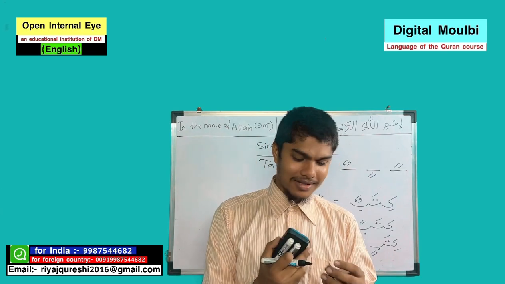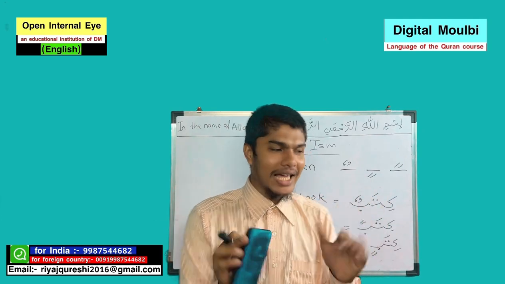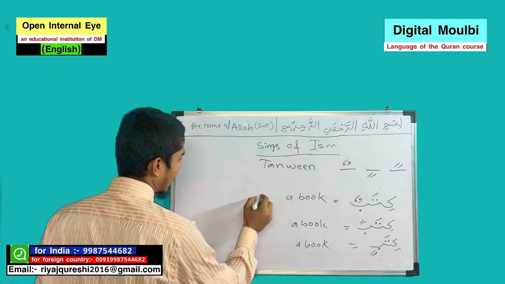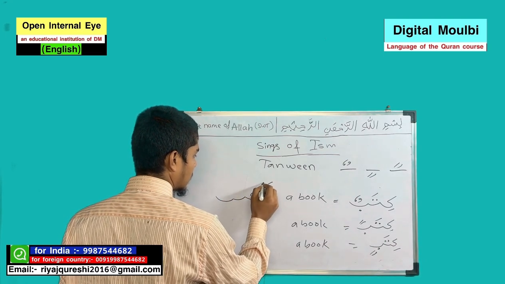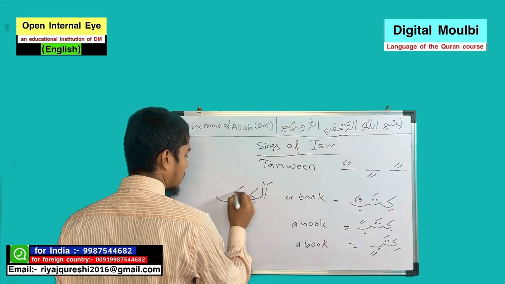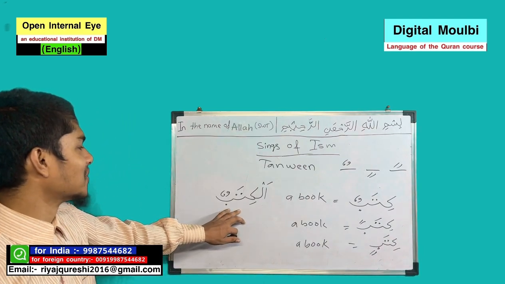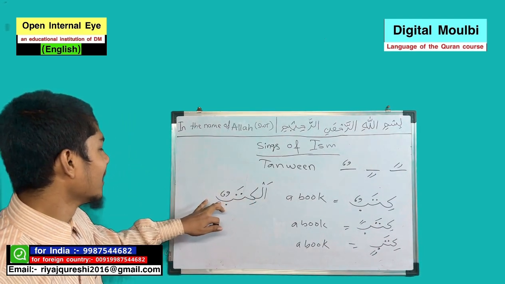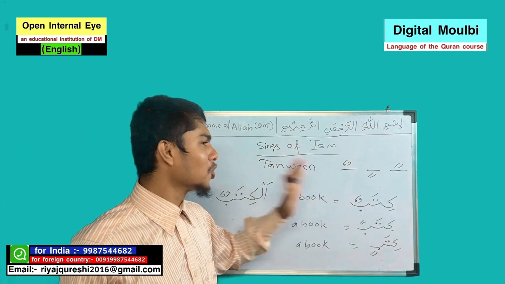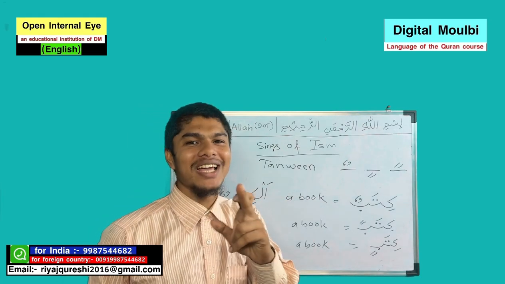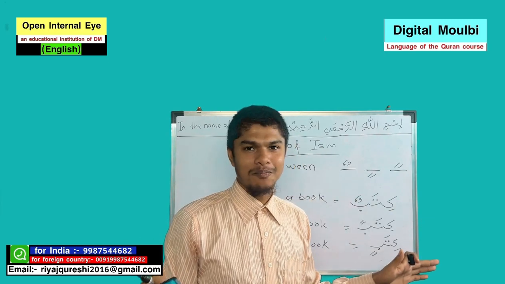But remember one thing, that tanween and alif lam never come together like this. You will never see a word that looks like al kitabun, with al and also tanween. No. These two signs never come together. Remember that these two signs never come together. They always come separately. Okay.